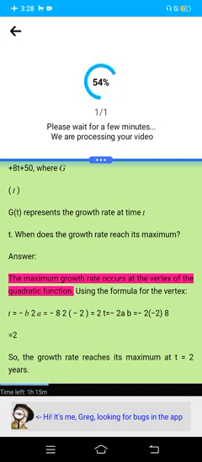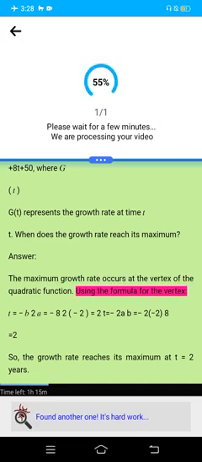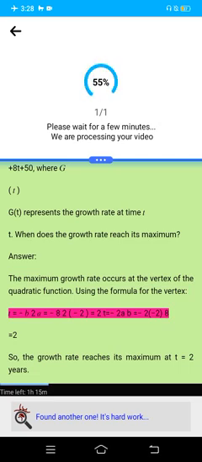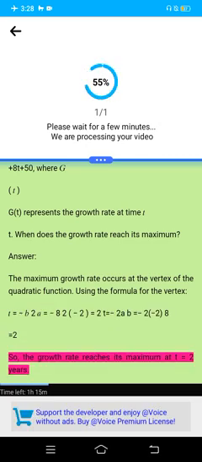Answer. The maximum growth rate occurs at the vertex of the quadratic function. Using the formula for the vertex, t = -b/2a = -8/(2 × -2) = 2. So, the growth rate reaches its maximum at t = 2 years.